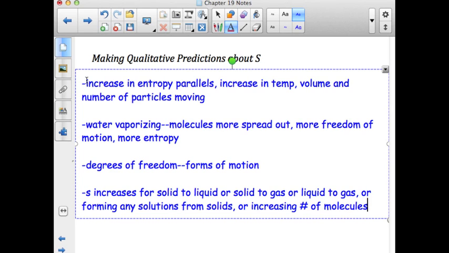So if you increase your number of molecules, if you make things into a solution from a solid, if you make anything that gets the particles further apart, that makes a higher entropy. You have more disorder. I have more options for things to be more random. If you add more reactants, I have more entropy.